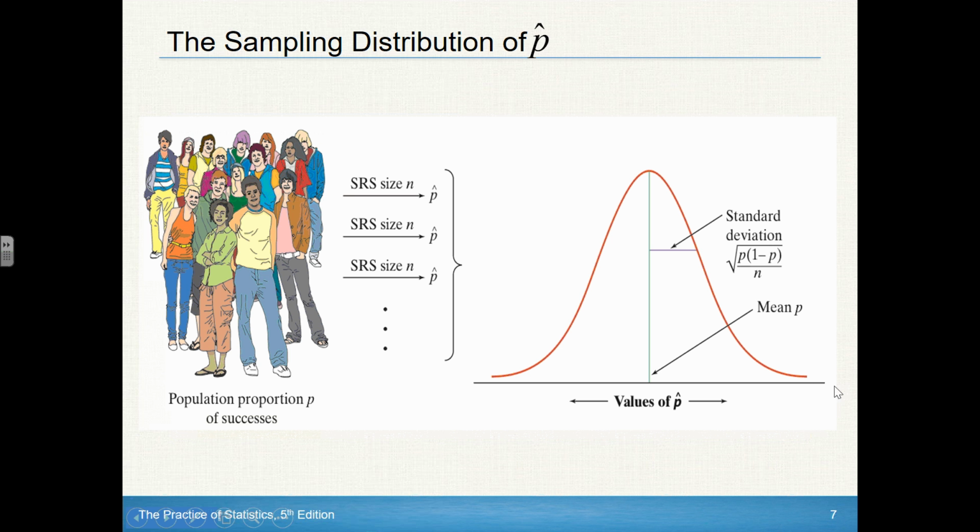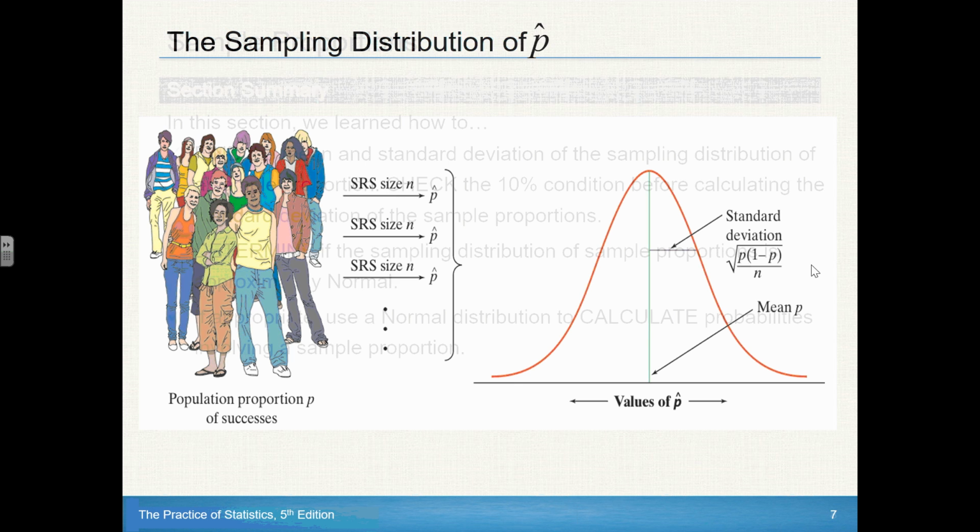So the general idea, we could have a whole bunch of samples of size n, and we get different p hats each time. But when we take all of those, they are going to be approximately normal as long as our conditions are met, and they can follow this shape with center at p and the standard deviation square root of p times 1 minus p over n.